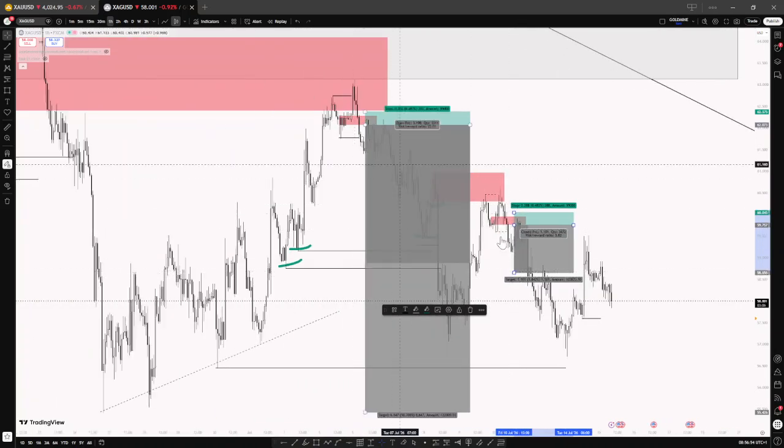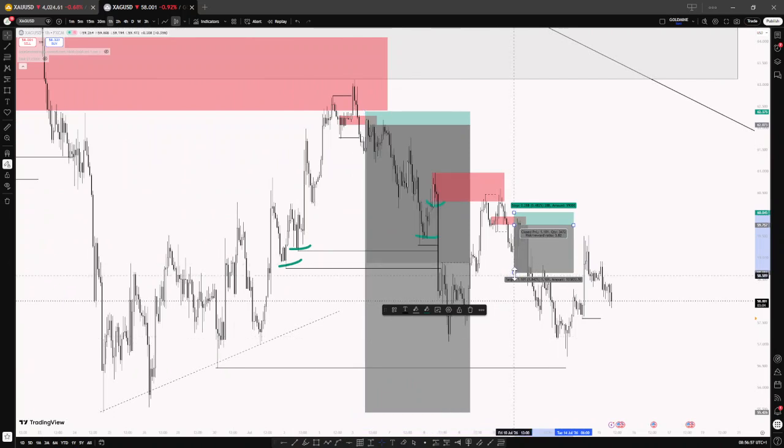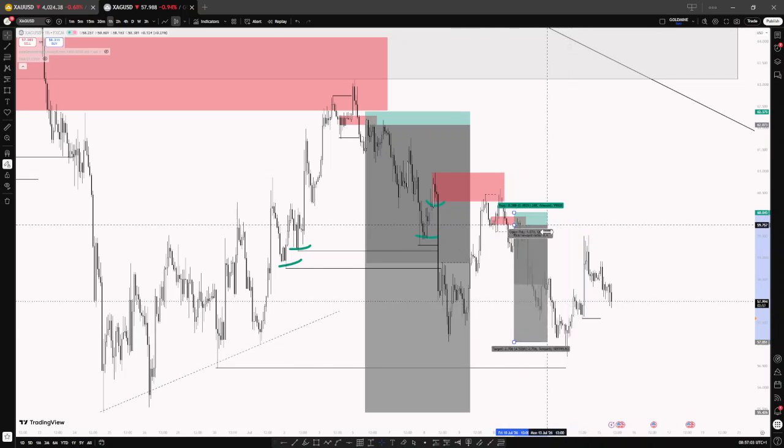Now because this is the continuation entry and this is where price is coming from, I'm not looking to take the trade all the way to the downside. No, TP is 1 to 9, a good trade. So now the same thing has happened.